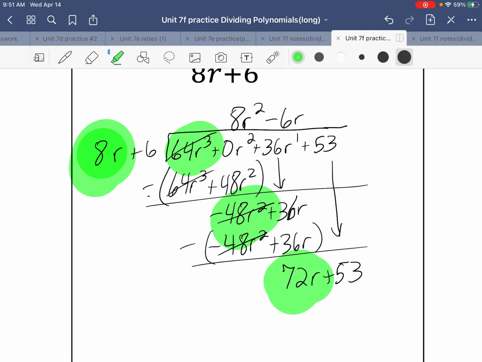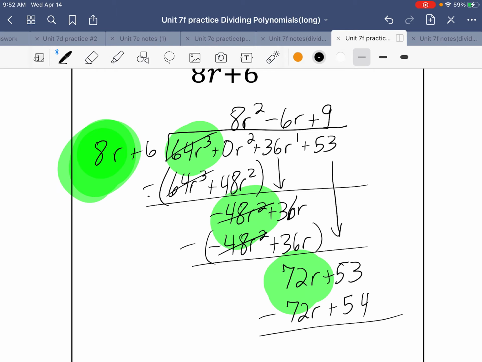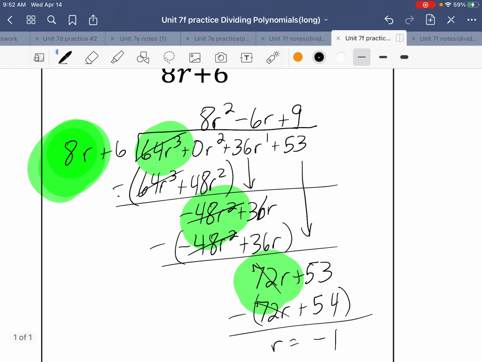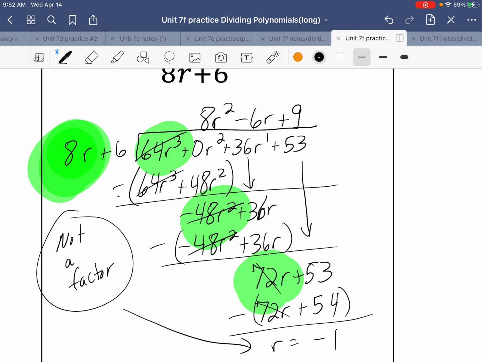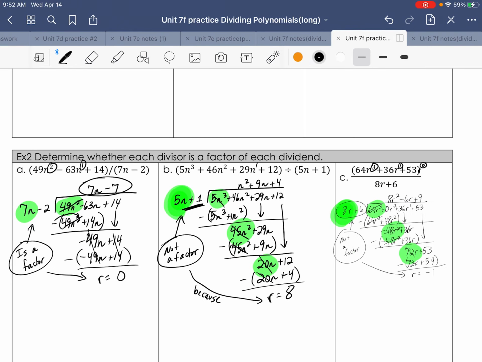So 72r, so now it's first term divided by first term. 72r divided by 8 is 9. 9 times 8r is 72r. 9 times 6 is 54. Oh man, so close. When we distribute, first terms simplify to 0. 53 minus 54 is a remainder of negative 1. So it really is not a factor. That's because there's a remainder. If the remainder was 0... so 8r plus 6 is not a factor because it has a remainder.